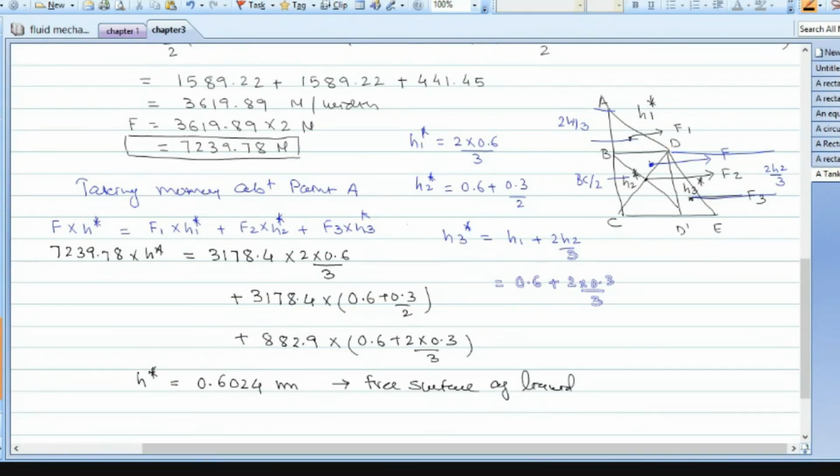So in this way, students, we can solve the numerical on the pressure diagram basis.